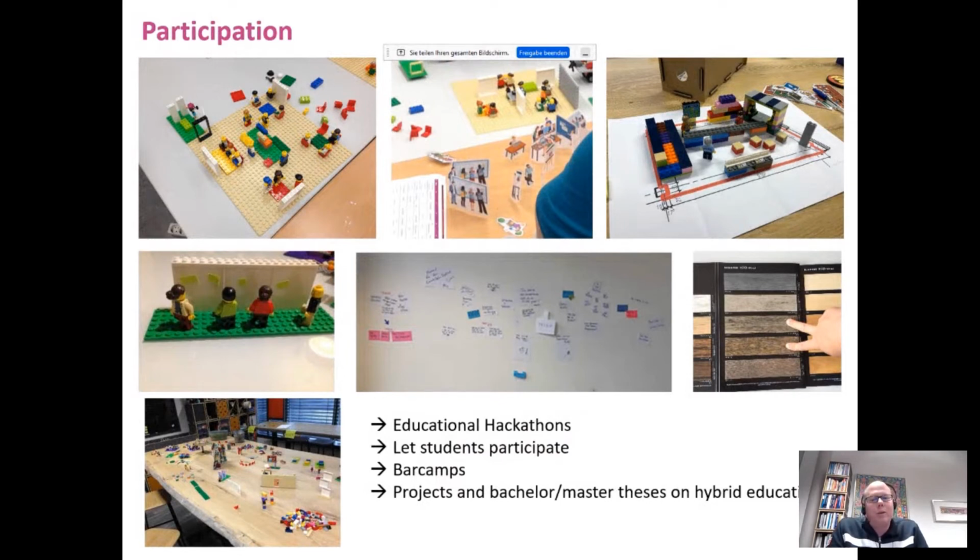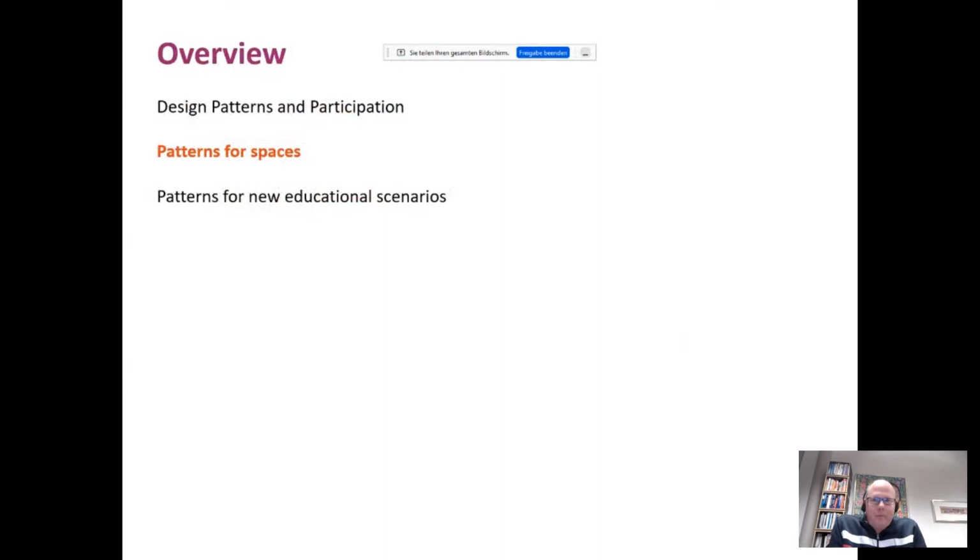And of course, we also run a lot of projects where students actually design these spaces and have to do research. What are the forces? What are the requirements to have new spaces that make more use of both the physical space for more collaboration, and also to incorporate digital tools in that. So what kind of patterns did we find?